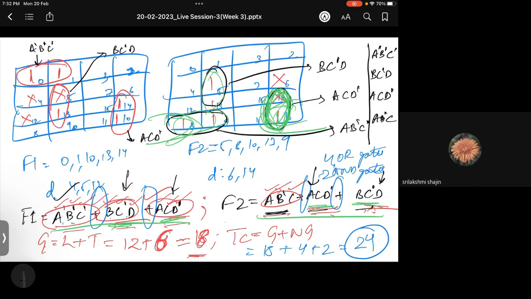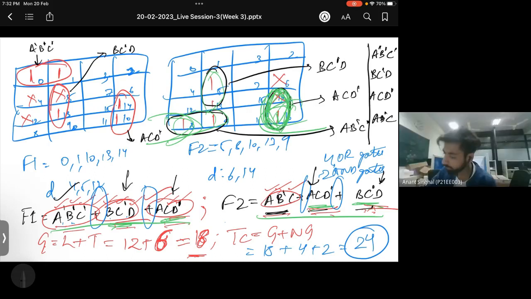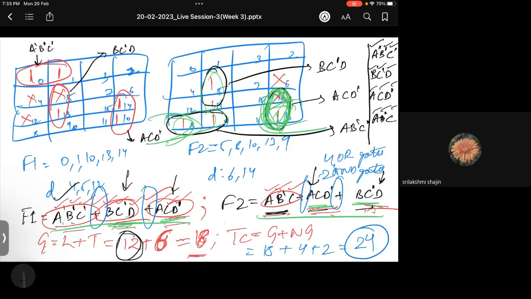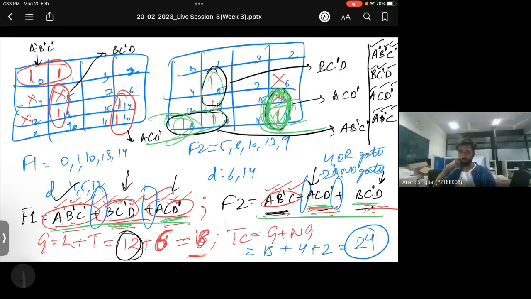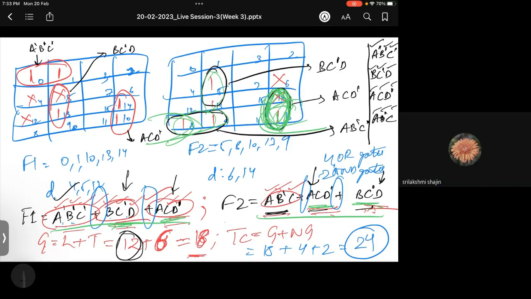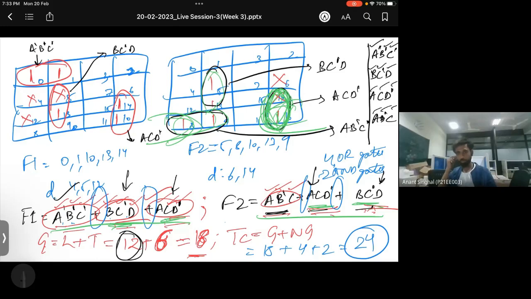Yes, sir. So now we'll count the number of literals, since the terms are not repeating. We'll count each and every literal. One, two, three. In every term there are three literals and there are four terms. So 1, 2, 3, 4, 5, 6, 7, 8, 9, 10, 11, 12. This is how we got 12. Okay, sir, understood.